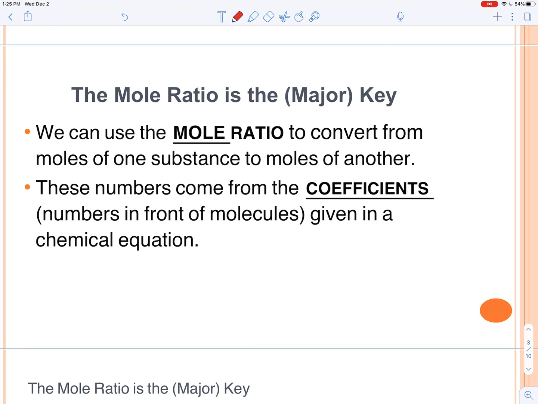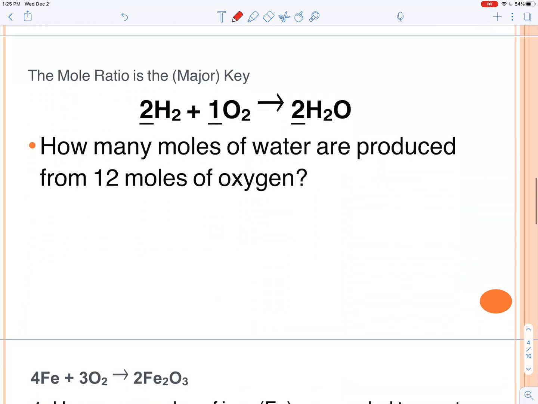So we're going to have to use what we call the mole ratio. That's used to convert from one chemical to another. Now, the mole ratio comes from the coefficients. Those are the numbers in front of the molecules in a chemical equation. Make sure you know where to find those coefficients. That's going to become handy for the mole ratio.